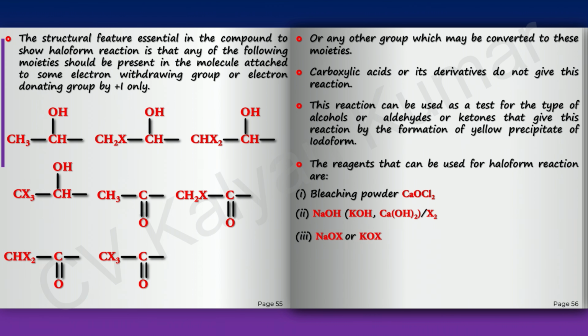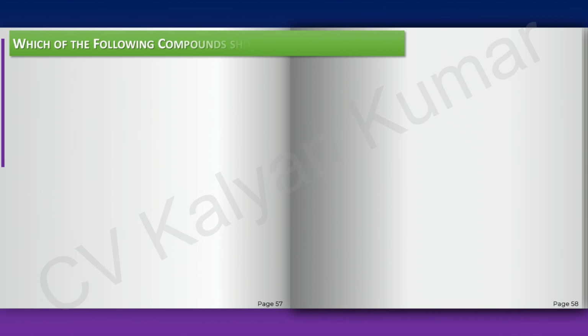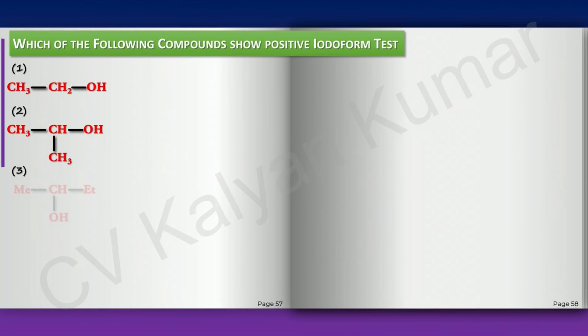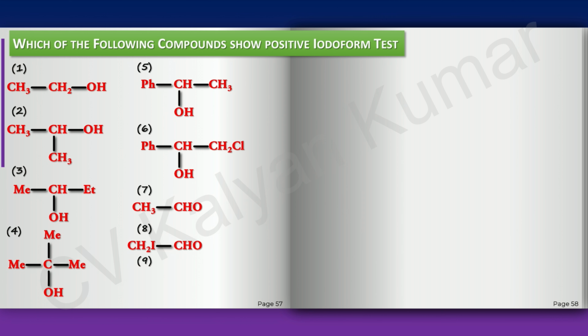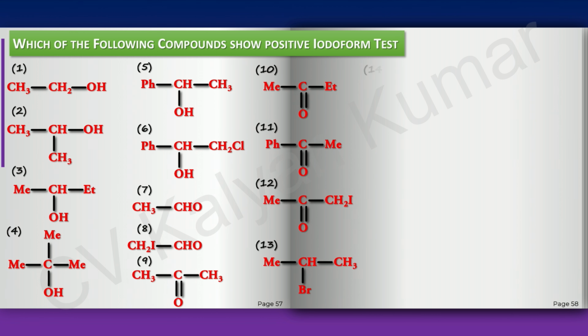Now I'm going to give you a couple of compounds. I want you to note down these compounds and tell me which of them would give the reaction, and which of them won't. So, which of the following compounds show positive iodoform test? First of all, let me list the compounds. These are the compounds. And you can pause the video at the end of this slide. So, these are the compounds.